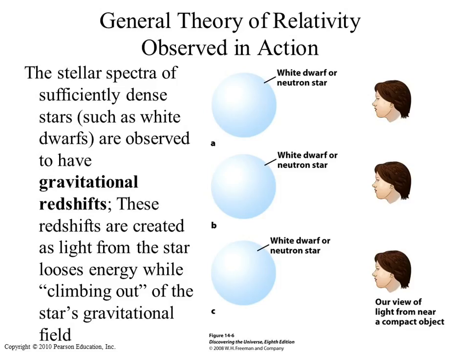So, white dwarf or neutron star. That would be this object or this object. Okay. So what they have in common is they're very dense. This is very, very dense, and that's even denser.